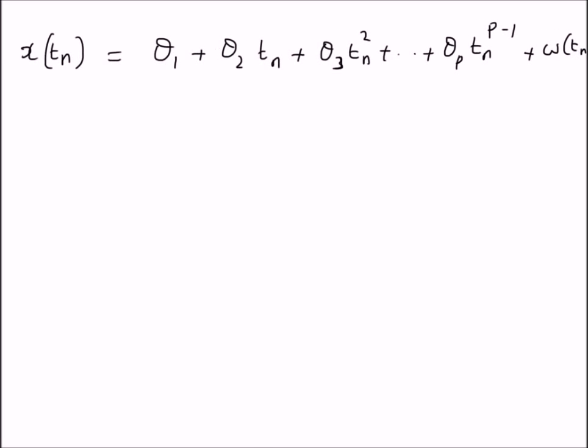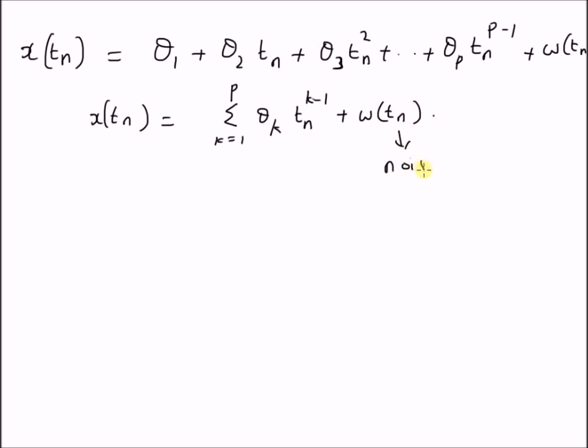So given this observation model, it can also be written as x of tn is equal to the summation k equal to 1 to p theta k tn power k minus 1 plus w of tn. So this is the noise component, this is the polynomial model, and this is the observation.